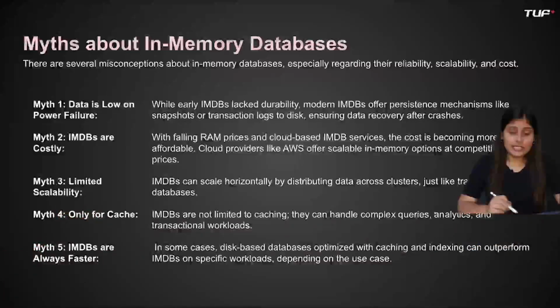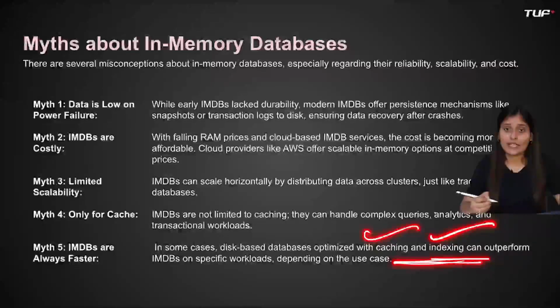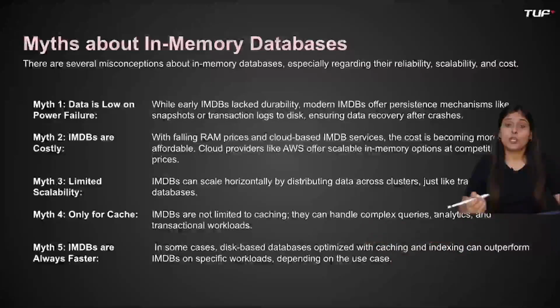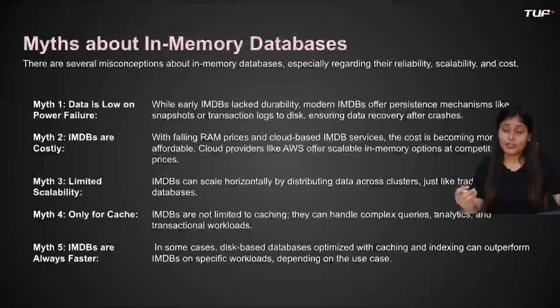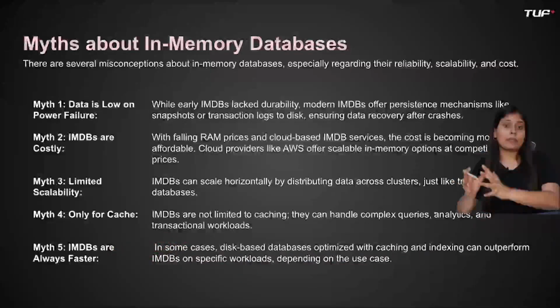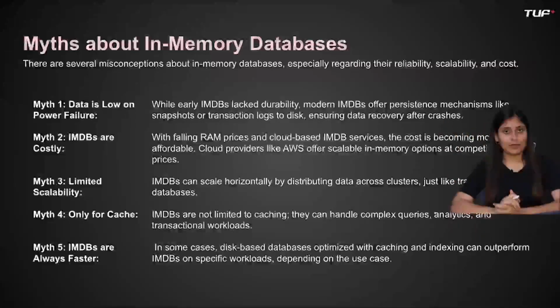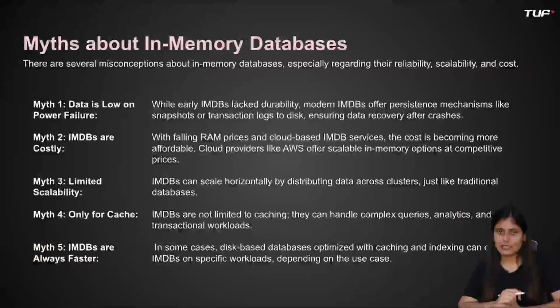Next, IMDBs are always faster. Not in every case, because you know that in disk management systems, we use caching and indexing techniques to improve the performance. So it depends on the data structure, like how we are saving the data, and the database structure. And again, depending on the use case, it can differ. In some cases, it might happen that disk is faster compared to IMDBs. So again, IMDBs are always faster, it is again a myth.